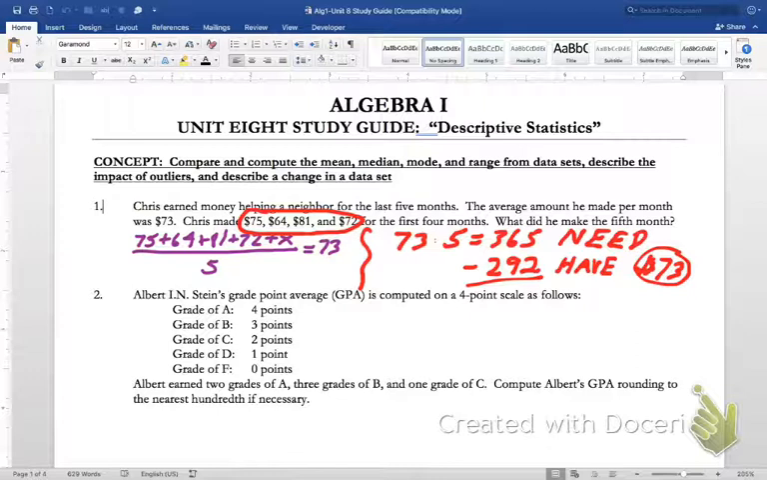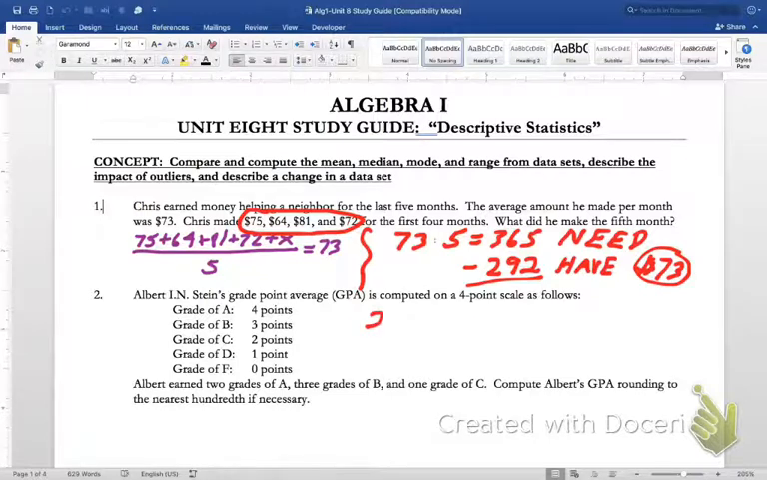Question 2. Albert Einstein's grade point average, see what I did with that, is computed on a 4-point scale as follows. So it's the grade scale 4, 3, 2, 1, 0 for the A's through F. Albert's earned 2 grades of A. So how do we calculate this?